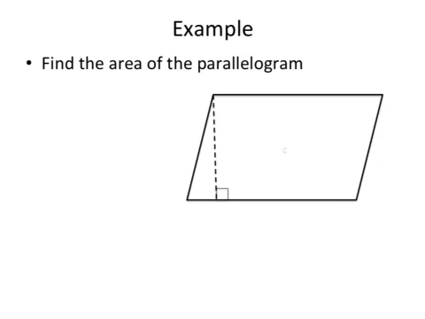So let's find the area of this parallelogram. So here we have 9 centimeters times 4 centimeters. Our area is going to be base times height again. So that will be 9 centimeters times our 4 centimeters, which will give me 36 centimeters squared. Okay? Pretty easy on this stuff.